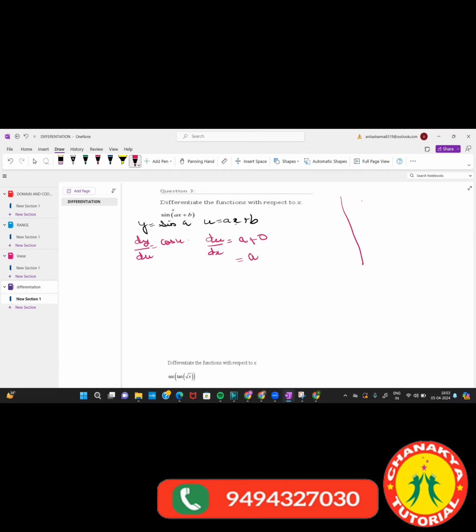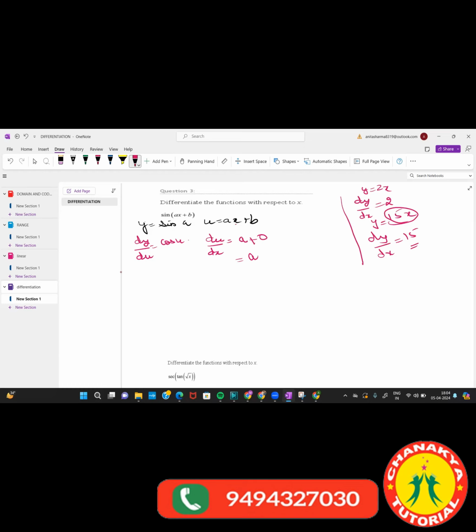Suppose you have to find the differentiation of 2x. So what will the differentiation be? 2, right? Suppose you have to find the differentiation of 15x, then it will be 15. Because this you can apply here. Yes, ma'am. So here a.